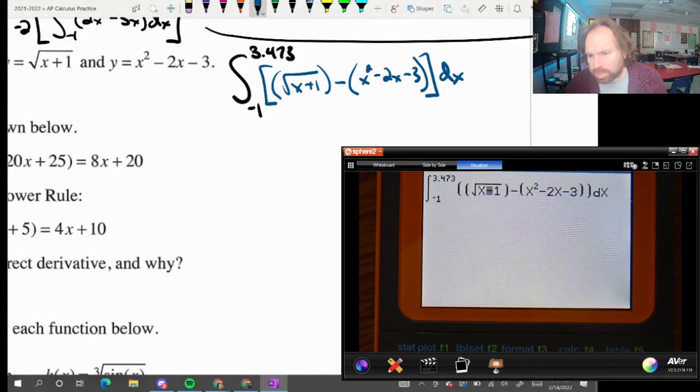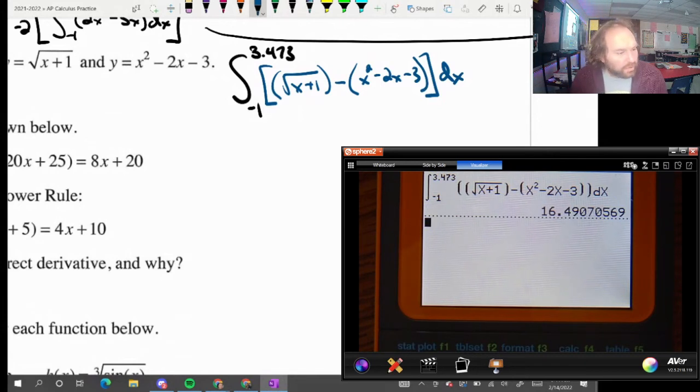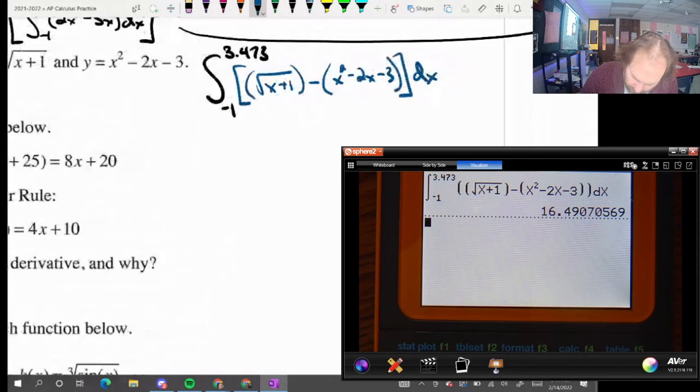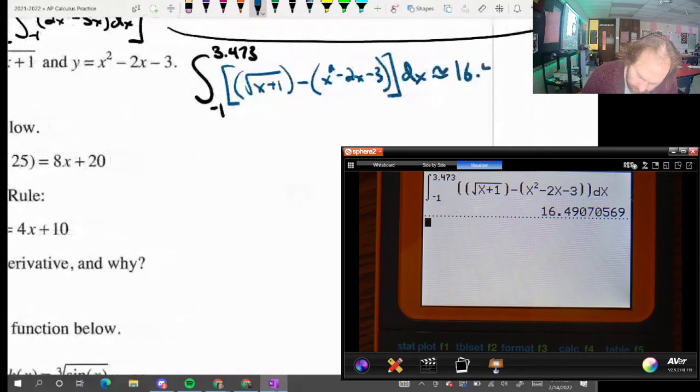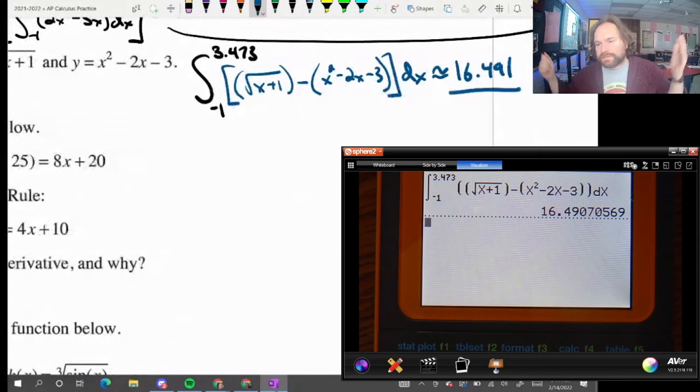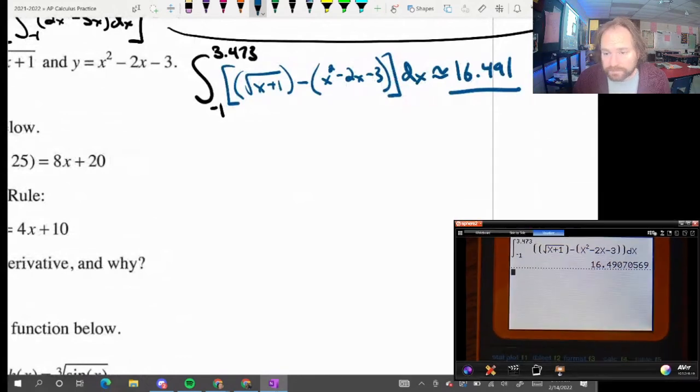Oh, it's plus 1. That's why. There we go. Think, think, think. 16.491, which is a great solution for this problem. Hey, that works for me. If it works for you, it works for me. Let's go to the next problem here.